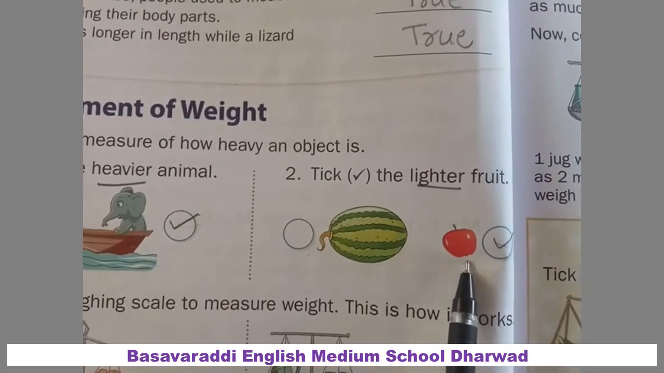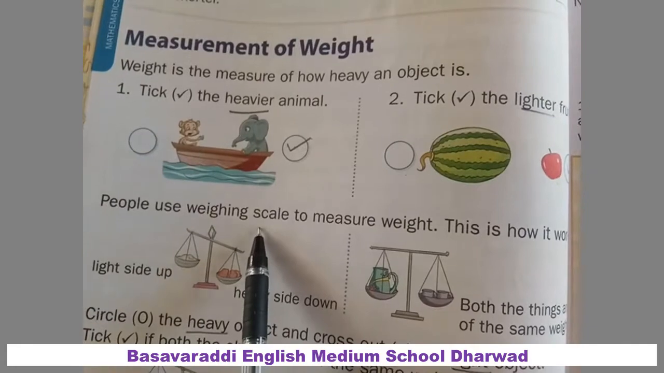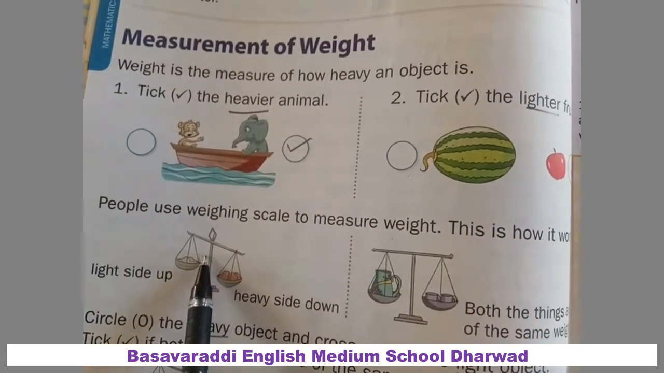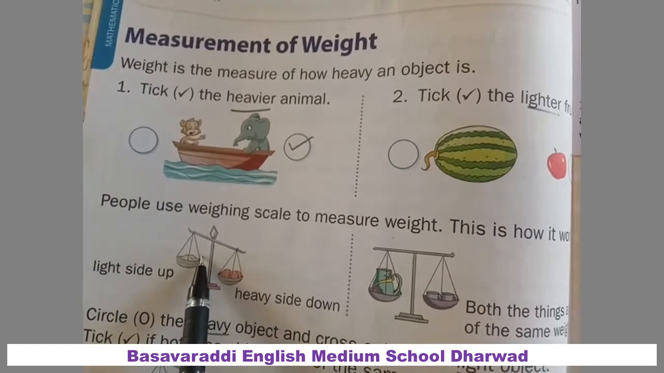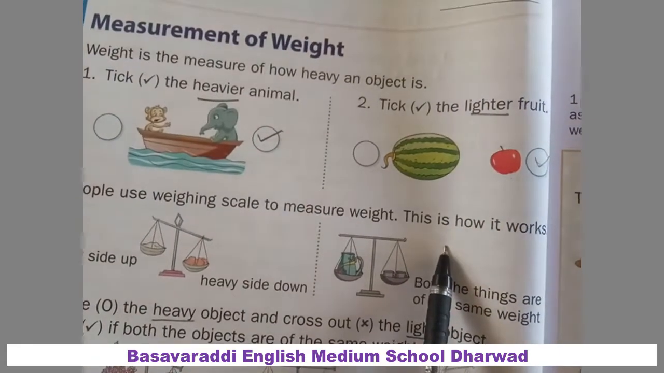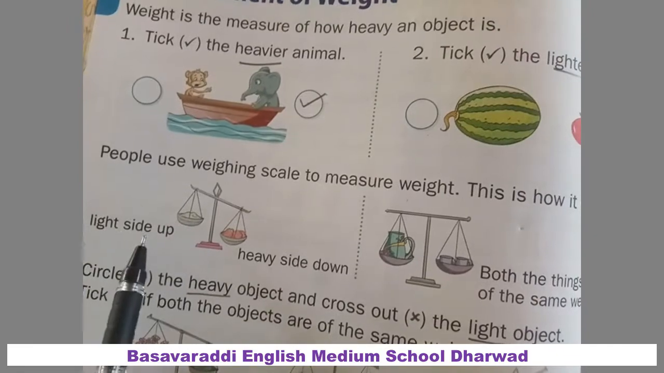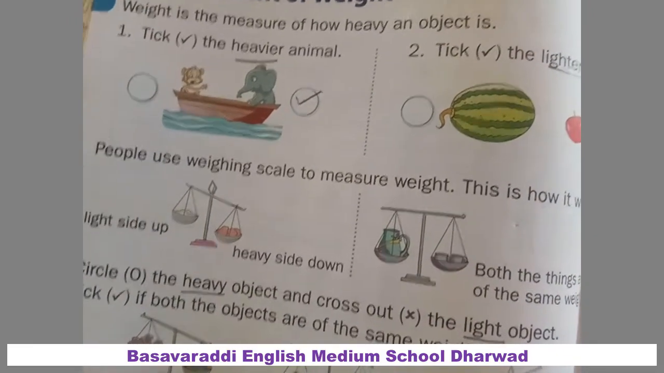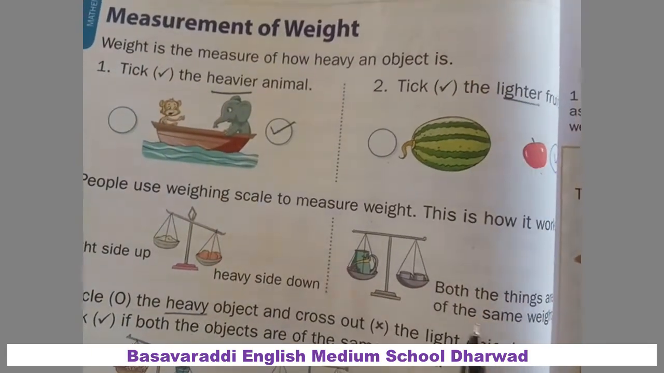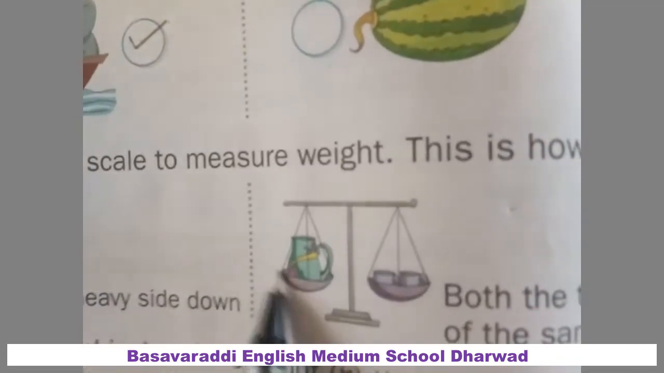So take that one. Now people use a weighing scale to measure weight. This is a weighing scale. We are measuring this weight. This is how it works. The light side goes up and the heavy side comes down. So if both things are the same, that is the same weight.